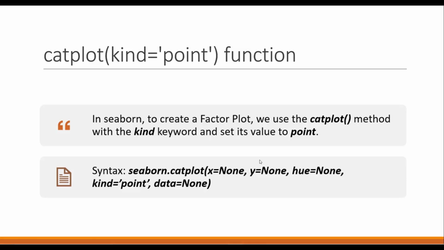The first two parameters are x and y. These are the data points that define the x and y axis location. The next one is hue. It is a grouping variable that will produce a component with different colors. The next one is kind, and it is used to define what kind of a plot you want to draw. As I told you, if you want to draw a plot as a factor plot, you have to set its value to point. And last we call the data, as it defines what data set we are going to use. So I will show you the example related to the factor plots.